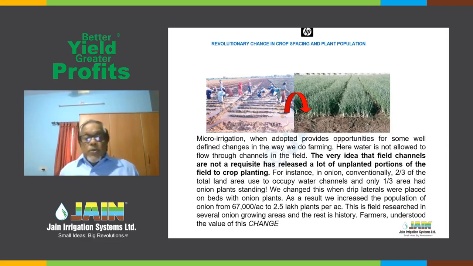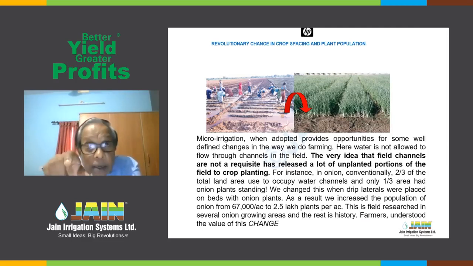The farmers understood the value of this type of change. Here, crop spacing changed, population changed, that's geometry changed, and just by utilizing the land which otherwise would have been used for only flowing water. Again, why I'm putting this slide is also to show alignment of drip line. If the same drip line, the picture on the right hand side, we study it from one drip line, about 45 centimeter to 50 centimeter water can be spread. That is why the place could be filled with onion plants.